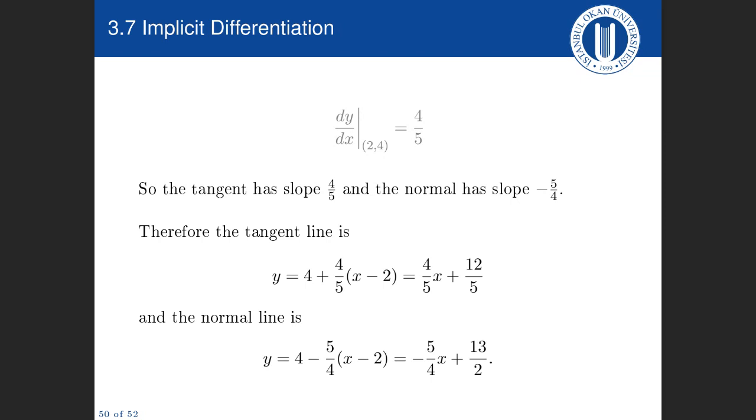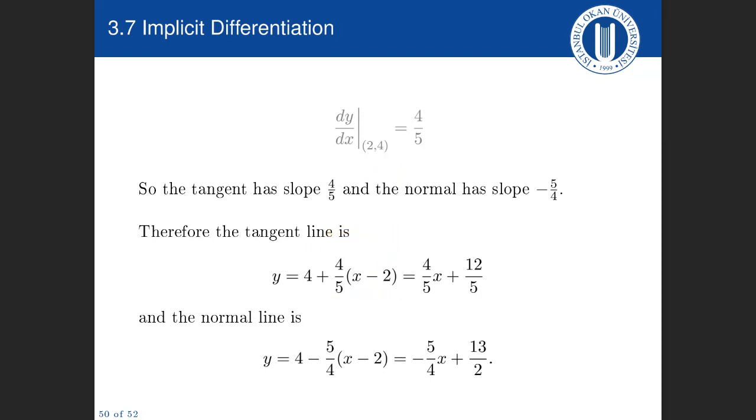Now we know how to do the tangent line. We take the number 2 and we write x minus 2, multiply that by the slope, and then we take the value of y there and we put that at the front. 4 plus the slope multiplied by x minus 2. And that simplifies to y equals 4/5 x plus 12/5.